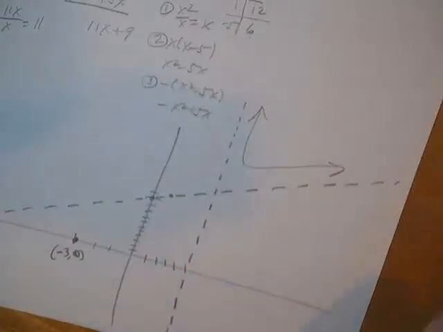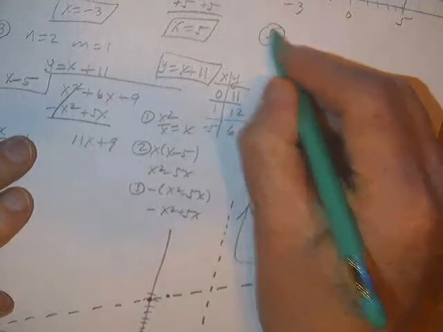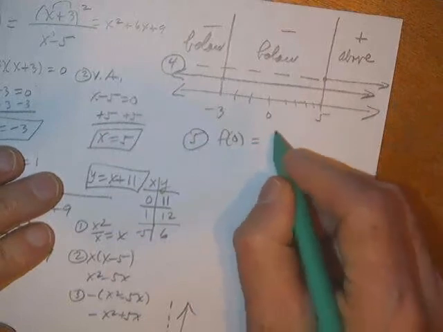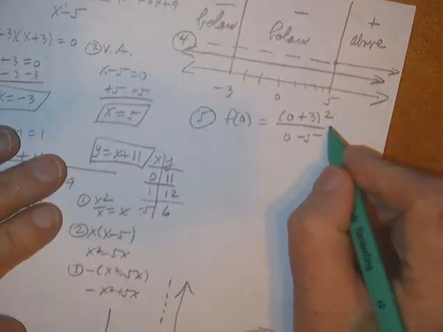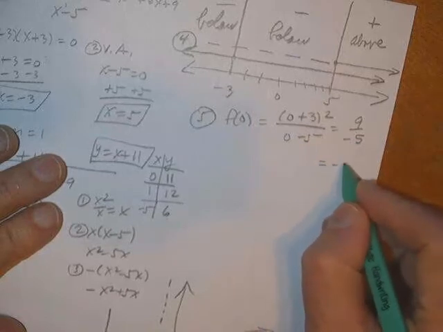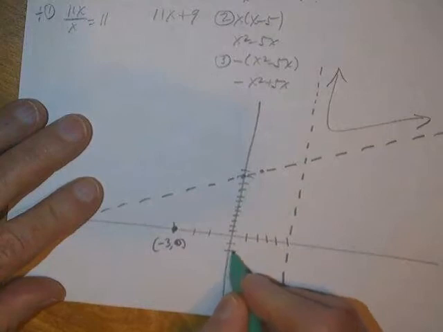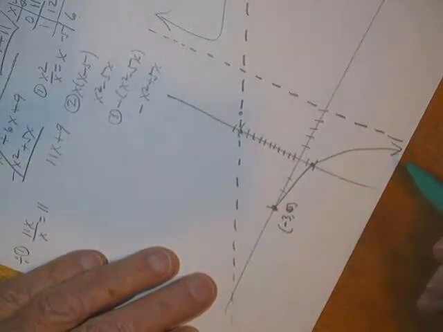Okay, it'll also be helpful if I know what the y-intercept is, so we needed to find it. Okay, so to do it, let's find f of 0. That's 0 plus 3 squared over 0 minus 5. So that's 9 and negative 5, which is negative 1.8. 1, 2. So that's right about there. So I'll be going like this and then falling off that way.